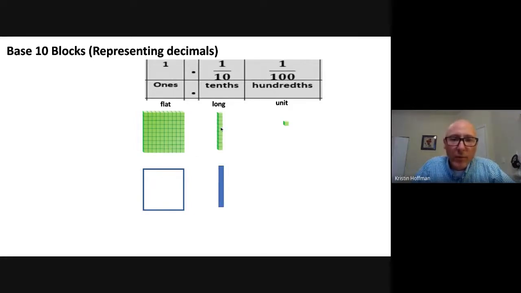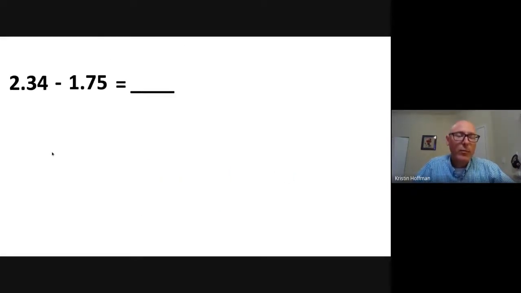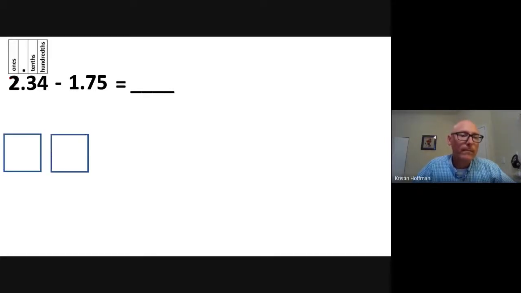And so we're moving from 3-dimension to 2-dimension. And you have to imagine that there's 10 units inside of here. And then our unit, instead of a 3-dimensional cube, is going to just be a square. All right, let's use that representation to do this problem. 2 ones. Decimal separating our fraction from our whole numbers. 3 tenths. There's 1, 2, 3 tenths. We have 4 hundredths.